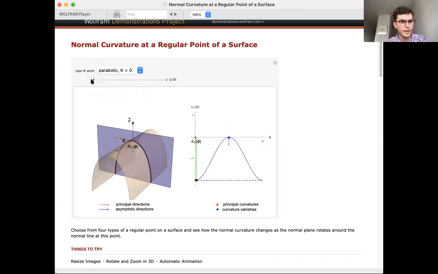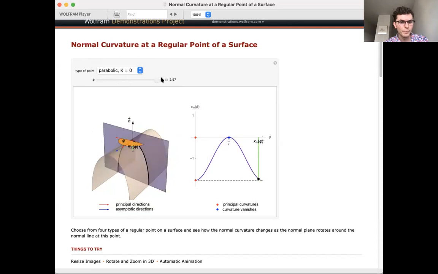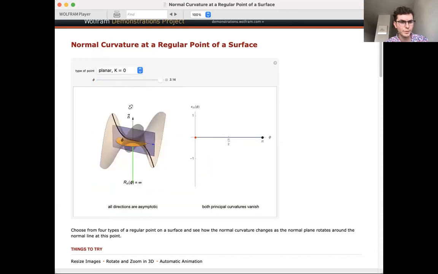Similarly, here you have another surface, take another point, and look at the different curves that you get by cutting it with a plane. In the planar case, you look at the different curvatures here. In this case, it was always 0.